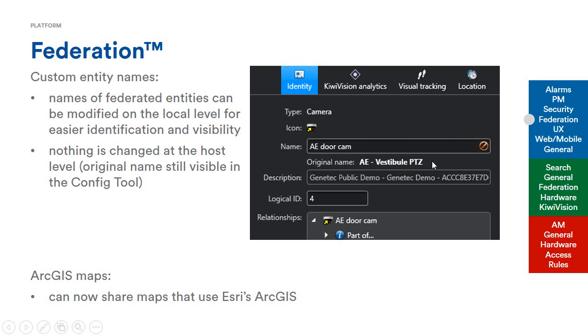So if I need to do maintenance or I need to call somebody on the other side and ask them about a particular camera, I can still refer to the original camera name on the host system. So the original name here is the AE Vestibule PTZ, but I renamed it on my system to the AE Doorcam because I find that easier for my operators, for instance, and we may have a different naming convention, and that way it would fit in a little bit better.